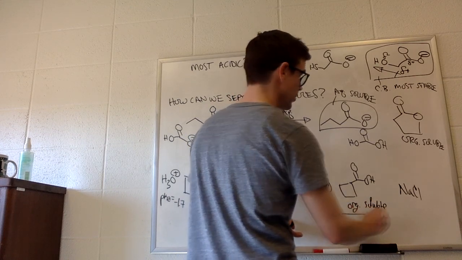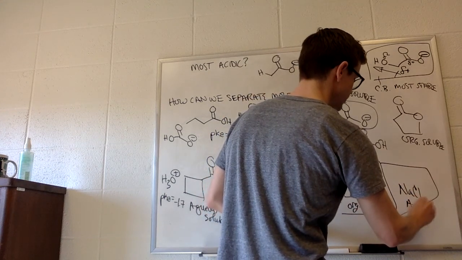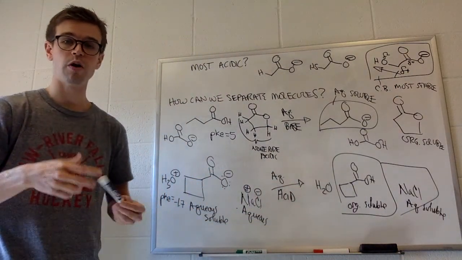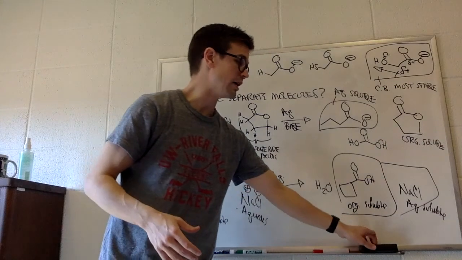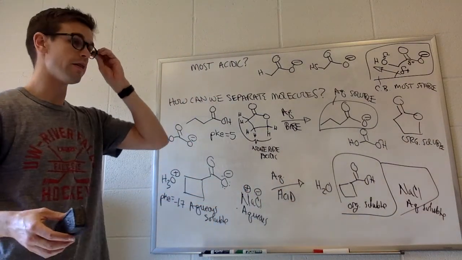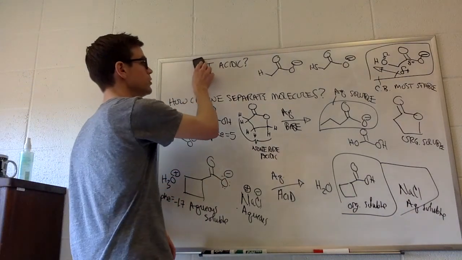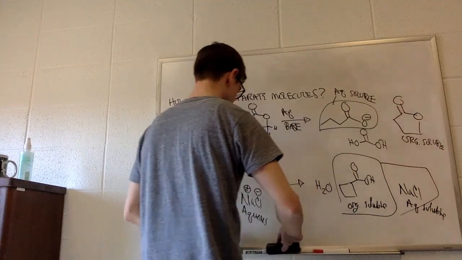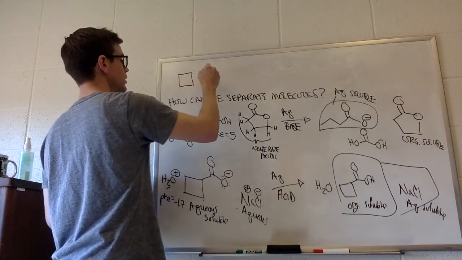So we can now separate the organic soluble species from the aqueous soluble species. Essentially, what we're doing when we use extraction as a technique is separating things based on their solubility differences, which is pretty much always due to their acidity or basicity. So the next question uses a new type of acid.